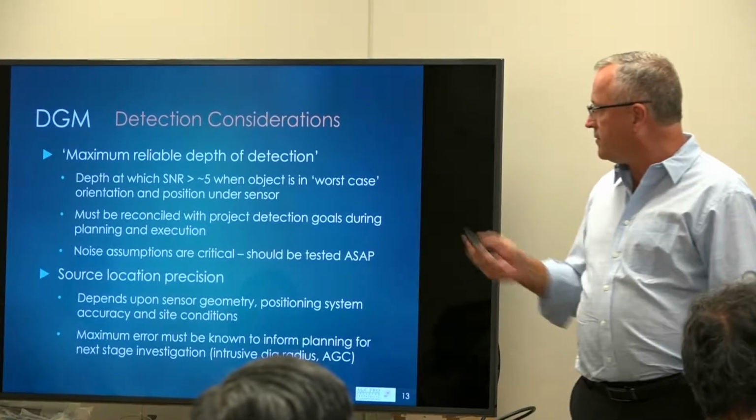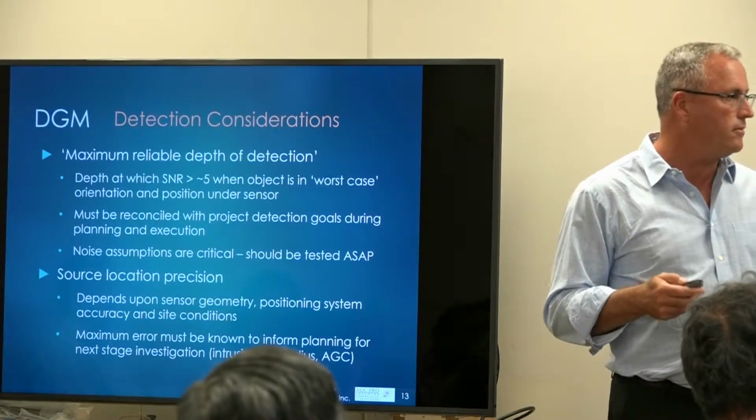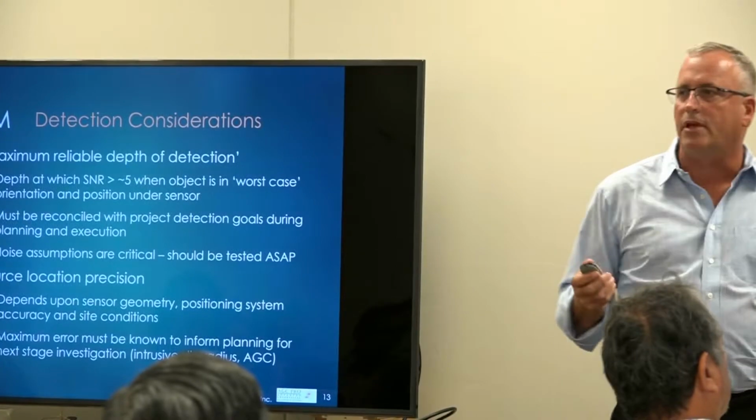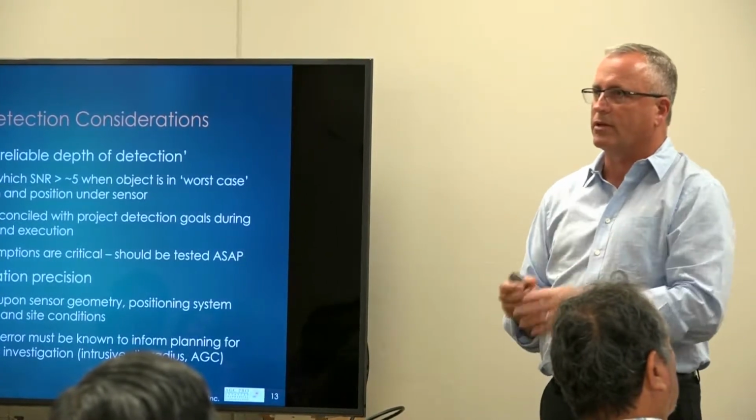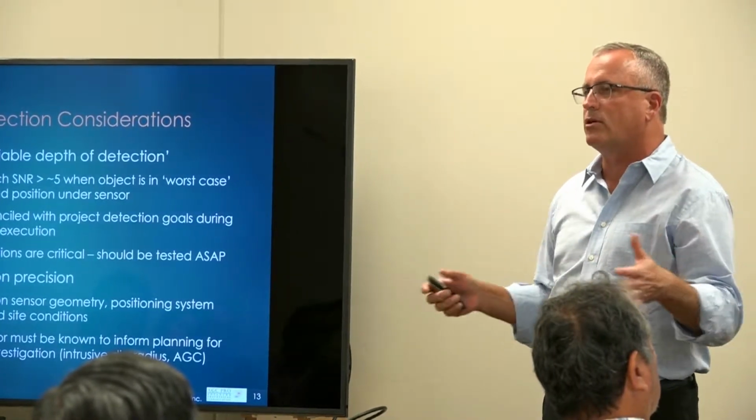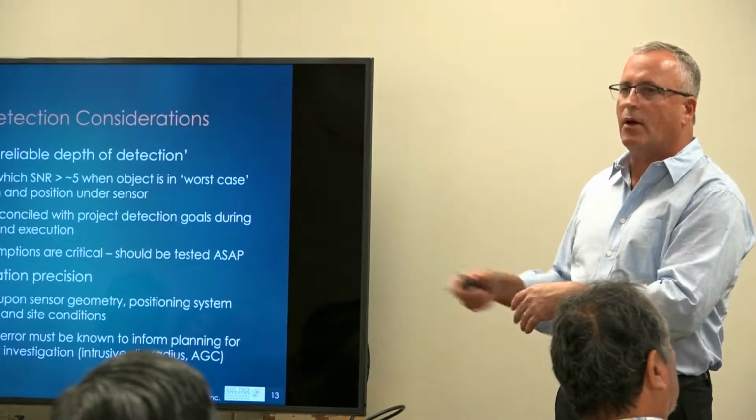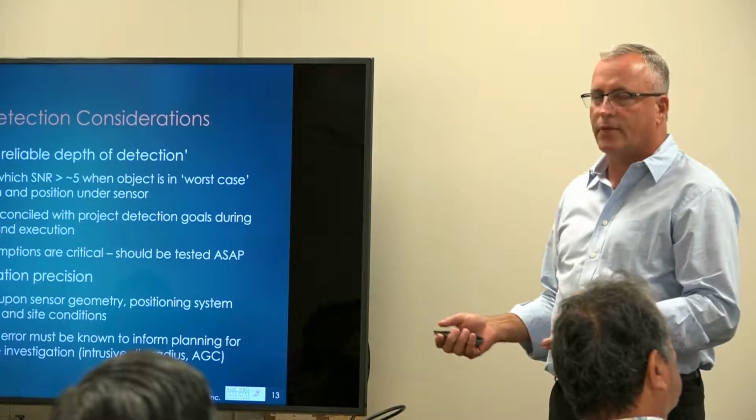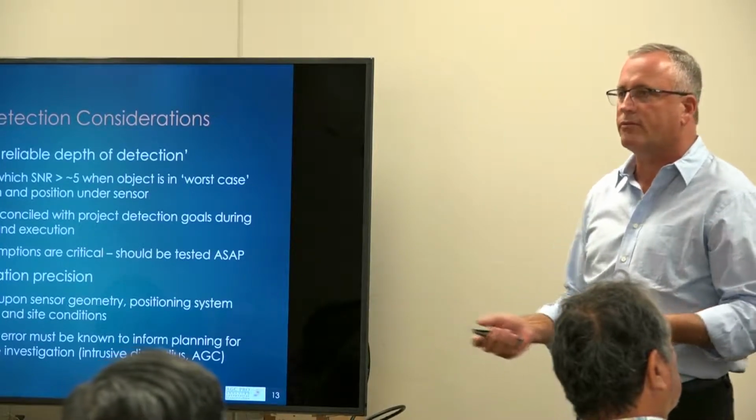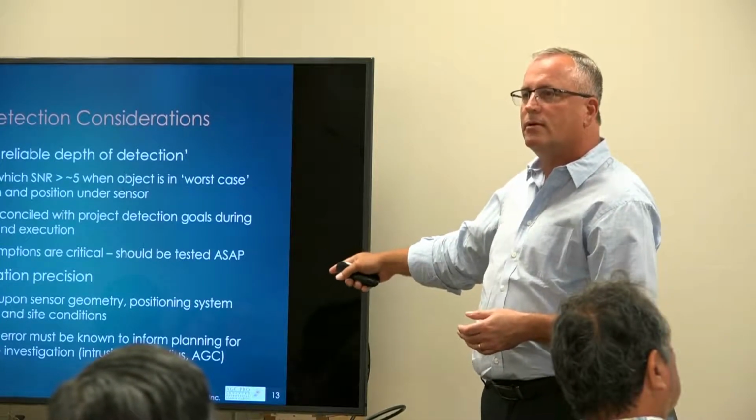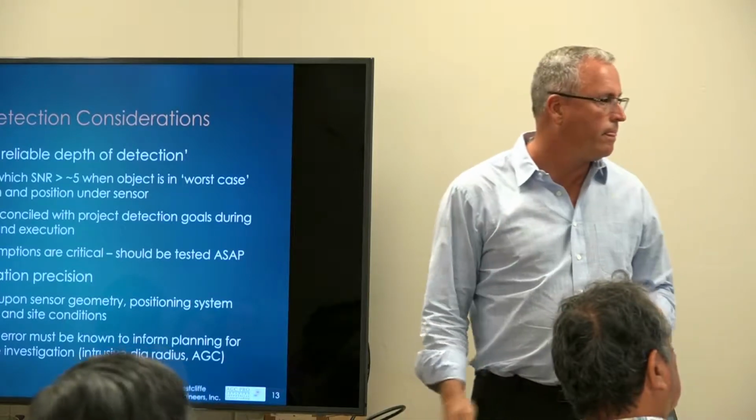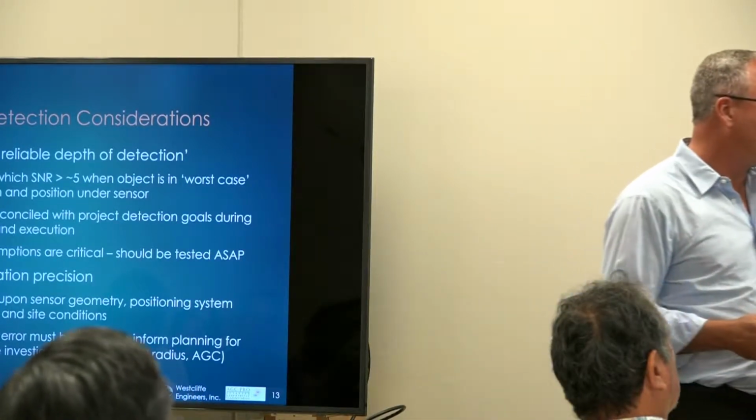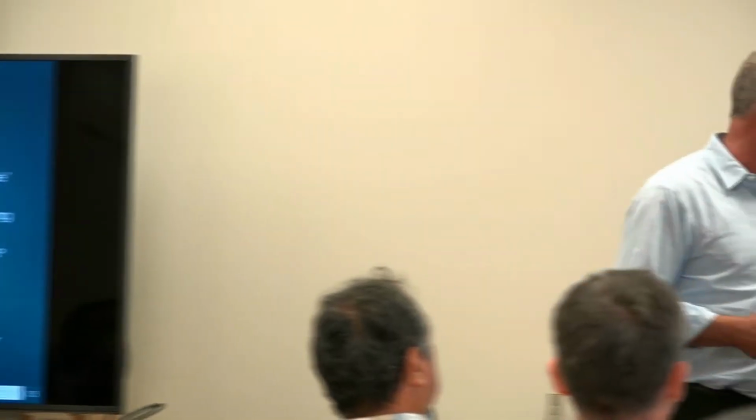The other consideration is the source location precision. That affects a lot of things. If you're going back and doing a cued investigation, you have to worry about the footprint of your cued sensor relative to how accurately you found these targets. Or if you're going back to dig them, you have to know what dig radius you're going to use. So you have to know how accurately you found the target. And again, you want to know what the maximum error is to inform the next step investigation.